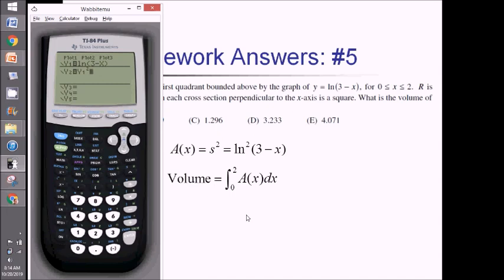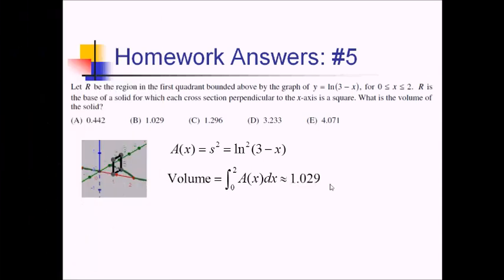So to make my life a little bit easier, especially on this problem with an ln involved, I'm putting my original function, ln of 3 minus x, as y1. And then for my formula for my area, I just have to square what I had there. So I'll just square it like this and not have to worry about parentheses. Now I do math 9 for my integral. That's from 0 to 2. And now I just do alpha trace y2, because that's where I stored area, dx, to get an answer of about 1.029. And that's going to match answer choice B.